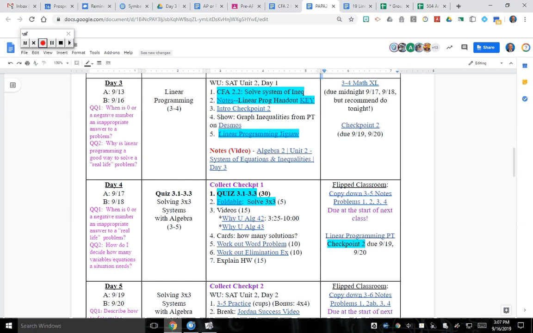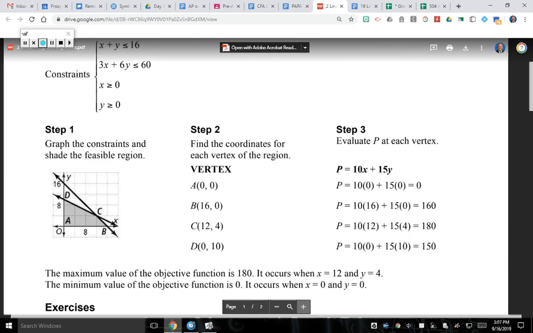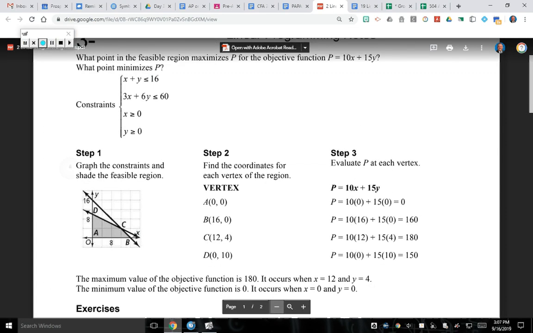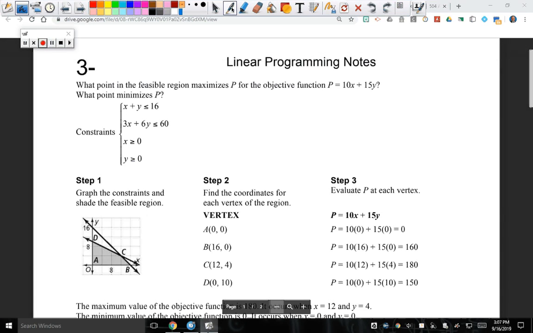Alright, so in Desmos for inequalities, we're going to look at our notes of linear programming. So please go ahead and grab these notes out. And what we're going to do quickly is find how they came up with this answer right here. And the answer is the shaded region. We're going to figure out how they came up with that shaded region answer, both with Desmos and with the calculator, okay?